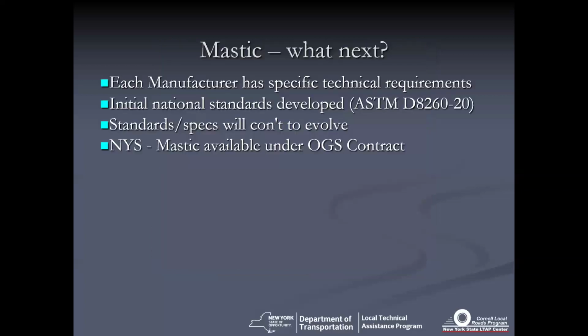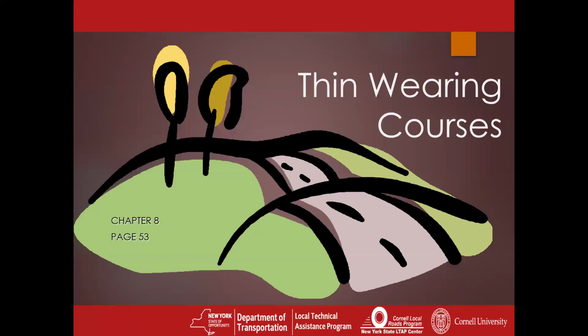So you can get mastic. You can get it off the OGS spec in New York. The specs and standards are continuing to evolve, and we're starting to see a lot of work on the national level as well. And so let's get into our thin wearing courses. Just close us out for today.